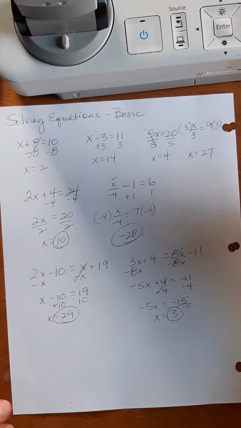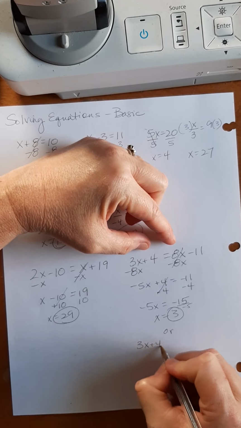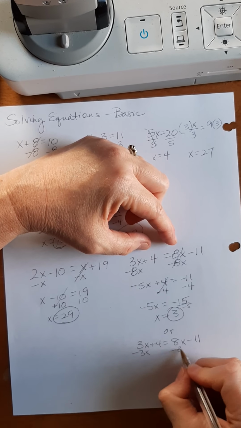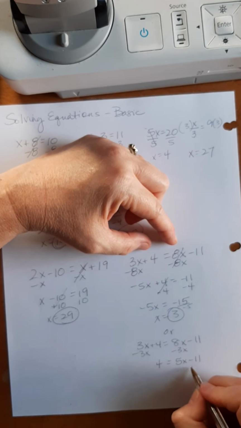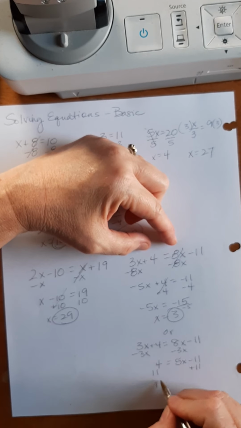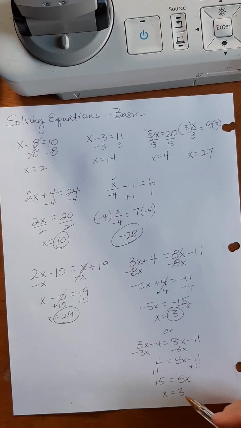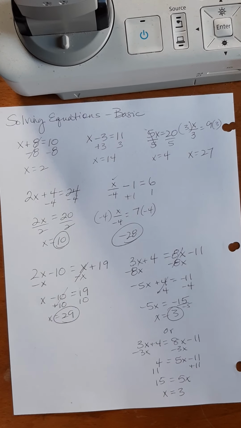Now, just to show you that it could be done the other way, if you wanted to subtract the 3x, you could. So 5x minus 11 equals 4. Add the 11. So 15 equals 5x. So still, when you divide by 5, x is still equal to 3, but for some people, working with the variable on the right just looks weird. And since it doesn't matter, whatever you would like to do.